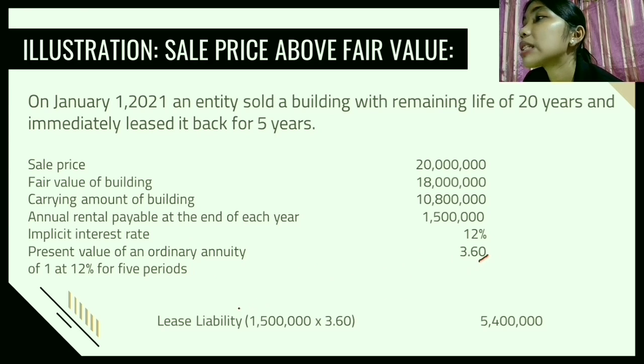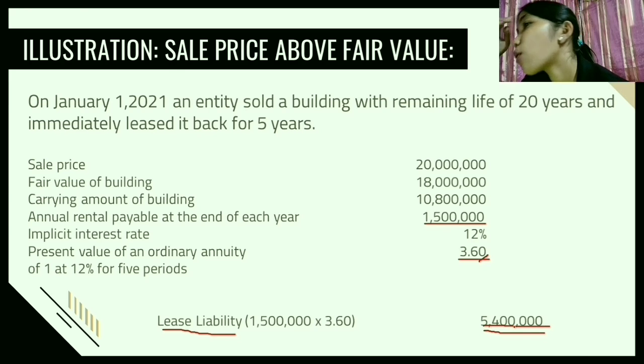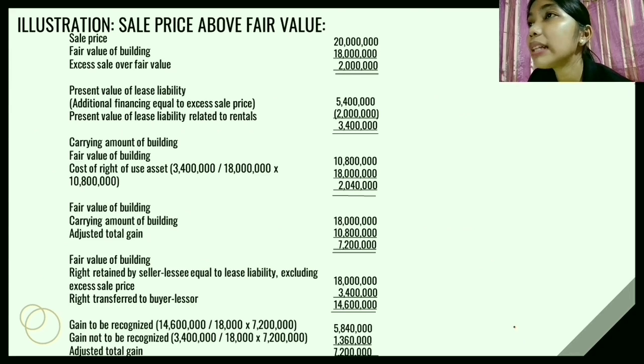We will first get our lease liability, which we get by multiplying our annual rental payable at the end of each year of 1,500,000 pesos by the present value of an ordinary annuity of 1 at 12% for 5 periods, which is 3.60. So, we get our lease liability, which is 5,400,000. Now, to get the adjusted total gain on our transaction, where the sale price is above the fair value, the first thing we get is the excess of the sale price over the fair value, which is the sale price minus the fair value of our building.